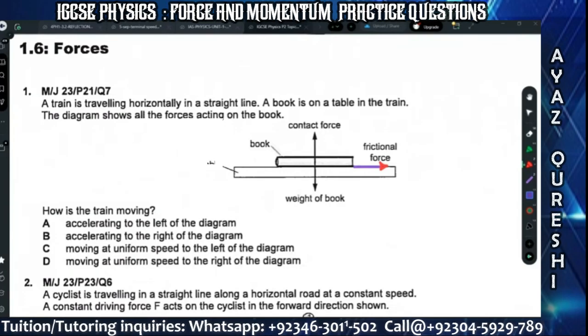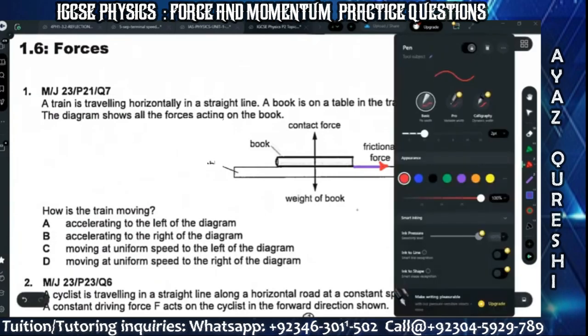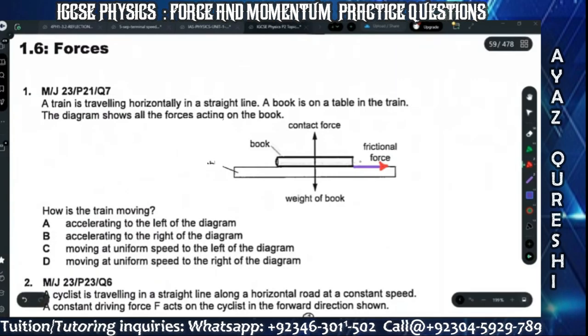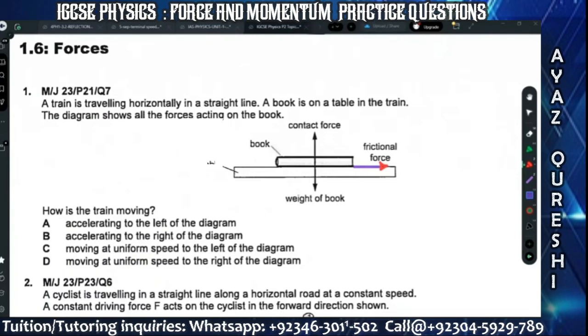It is not moving anywhere, but there is a forward friction. It means there is a force this way, which is actually trying to move the book to one of the sides, and the friction is opposing it. Listen, a train is traveling horizontally in a straight line. The book is on the table in the train. The diagram shows all the forces acting on the book. So up and down balance.